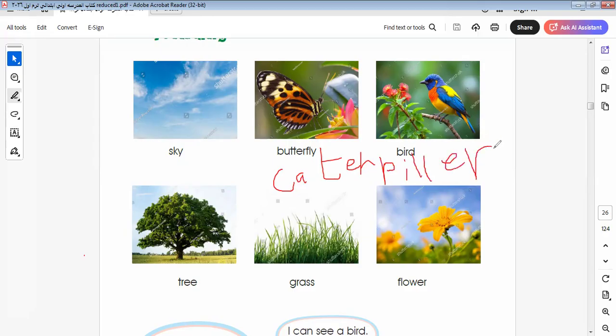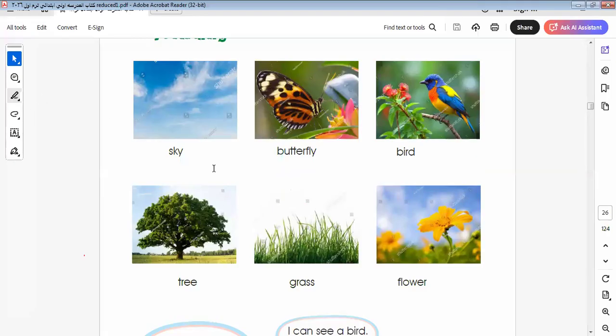I would like you to know it. It's not in your book, but I write it so you know it. It is called caterpillar. Caterpillar is the small insect form of the butterfly. Let's continue the rest of the unit.